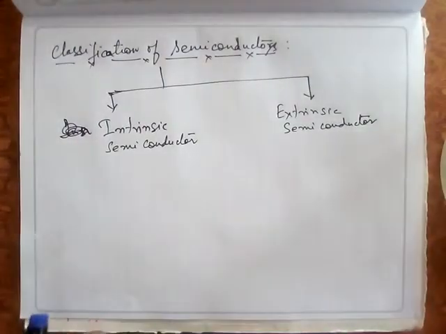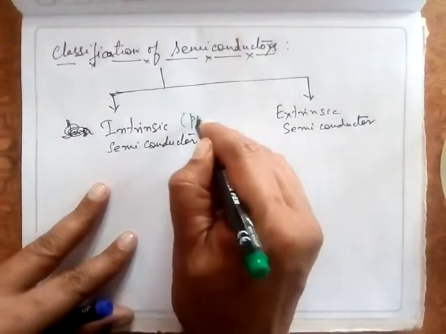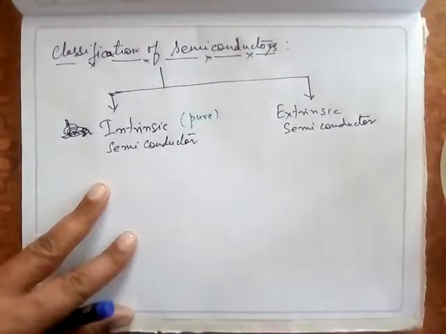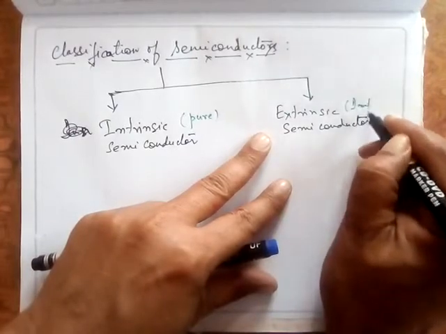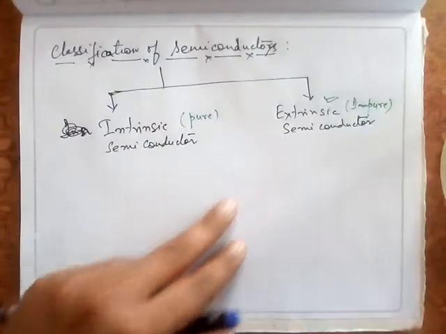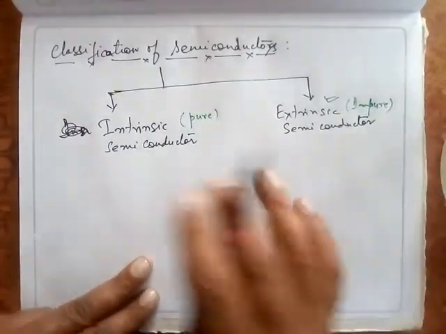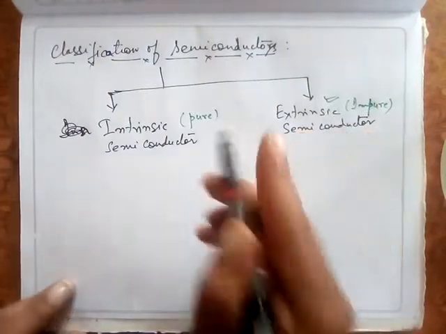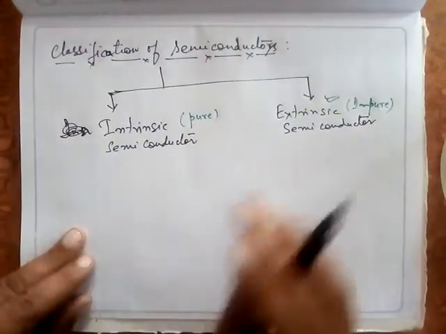Now, these intrinsic semiconductors are also known as pure semiconductors, that is, semiconductors in the purest form. And these are the impure semiconductors, and our focus is mainly on this extrinsic semiconductor only. These are called impure semiconductors. Now, impure means it is a semiconductor only. A pure semiconductor is made impure by adding some impurity in it.